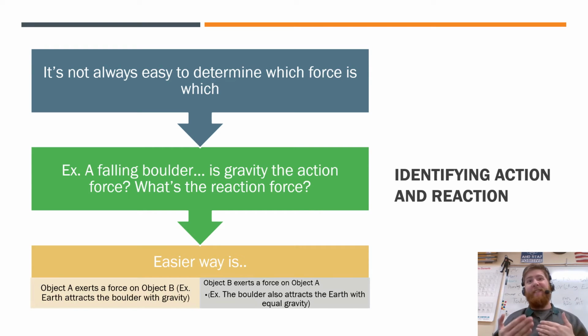So an easy way to think about this, guys, is object A exerts a force on object B. Example, the earth attracts the boulder with gravity. And then object B exerts a force on object A, which is the boulder also attracts the earth with equal gravity. That boulder is pulling on the earth at 9.8 meters per second squared, and the earth is pulling on that boulder 9.8 meters per second squared. Just in opposite directions.